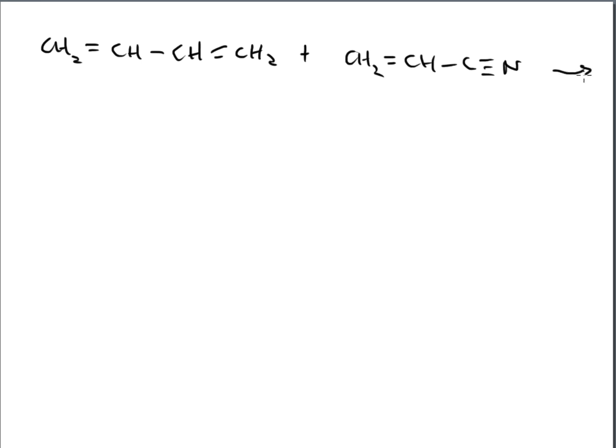So let's look at another example. Let's do a CH2 double bond, CH single bond, CH double bond, CH2. And we're going to react this with CH2 double bond, CH, C triple bond N, with a little bit of heat. What forms? Looking at it now, kind of hard. Very difficult.